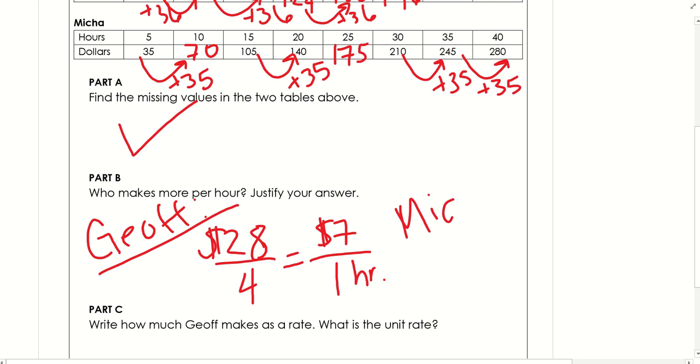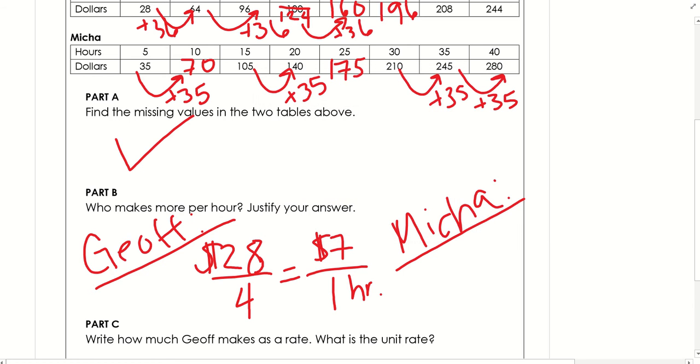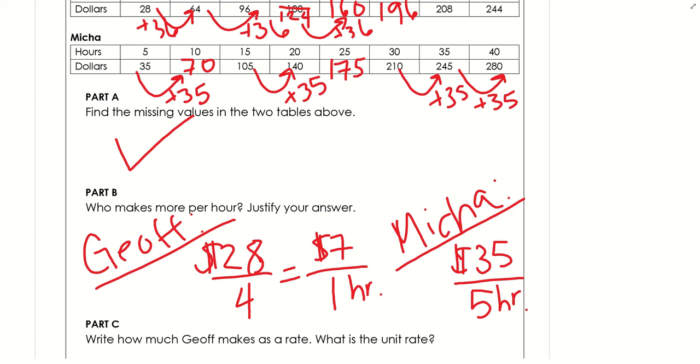If I am Micah, I have to, again, go to Micah's ratio table, look at the first column in my ratio table, and divide to find my unit rate. If I am Micah, I will make $35 for 5 hours. So I go ahead and write that down as a rate, $35 over 5 hours, which I should have written hours right here as well.